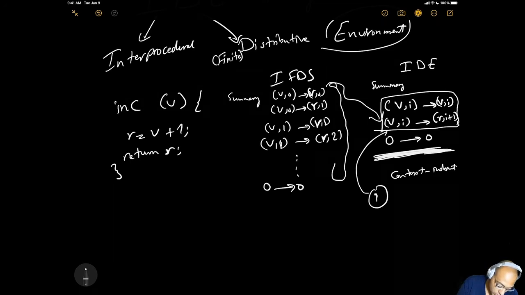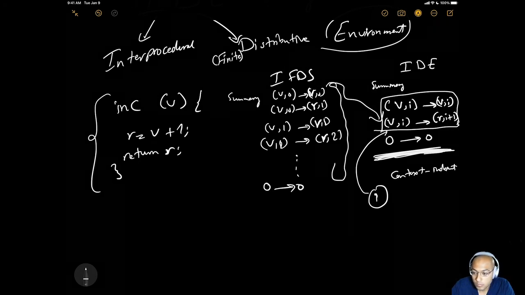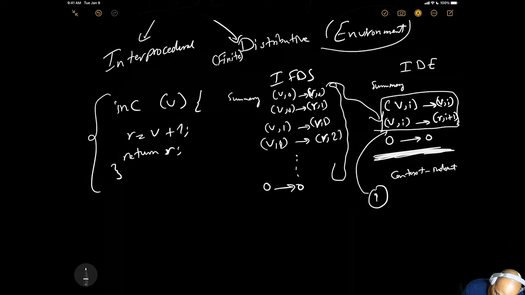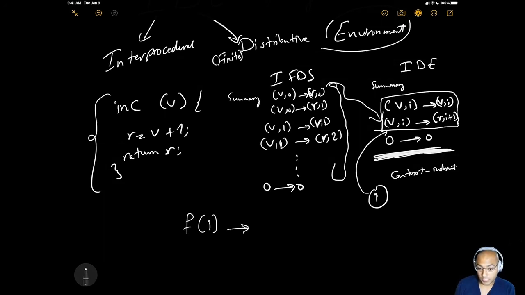So what does that function inc do to its input, to the argument? It increments a value and returns it. So if I want to apply a function, if I have a function of I, this is going to give me back I plus 1, right? That's exactly what this function does.